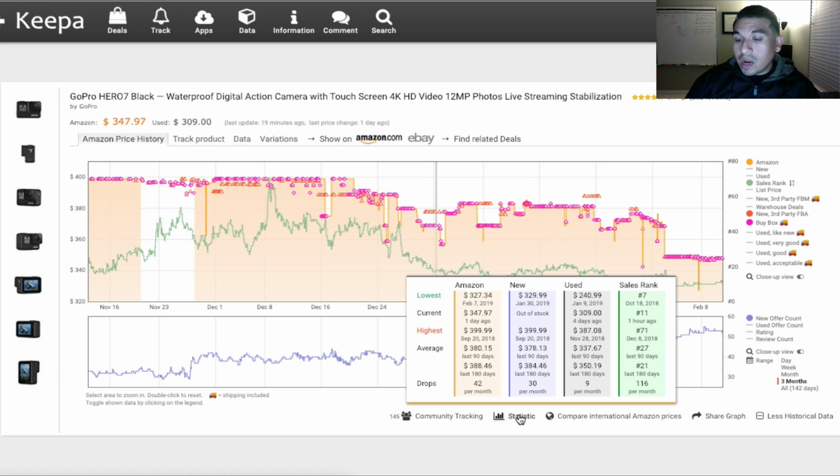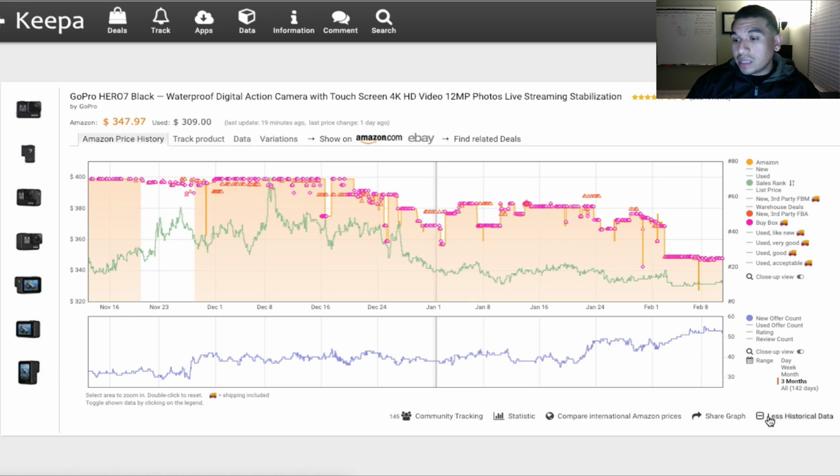For the next thing, I opened up the more historical data, and what you want to check there is the new offer count. What new offer count does is it shows us how many new sellers are on the listing when it's being sold. While Amazon is controlling the buy box, there are 48 sellers on this listing. So it would be really competitive for somebody brand new to hop on this listing and sell these GoPros. That's something you really want to look at when sourcing products: take all this information into account so that you're making the most educated decisions.